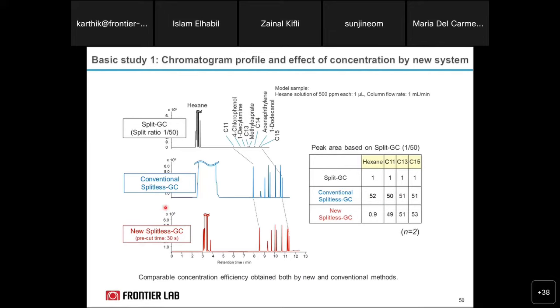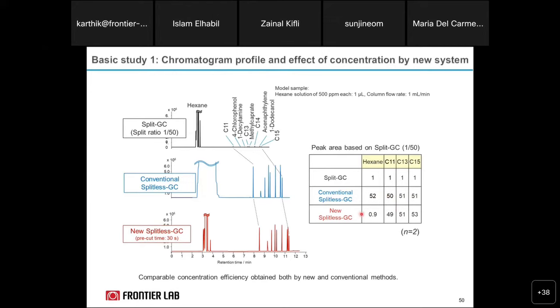And we have done the same with our new splitless setup, and we do the pre-cut of this solvent also, and we can see that these results are quite comparable. So this was one of our objectives: even though you are using this multifunctional splitless sampler, the data should be equivalent to the conventional splitless.